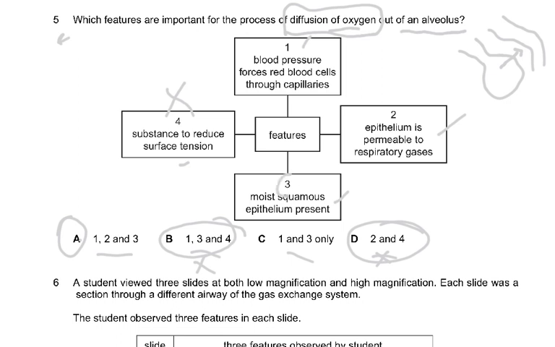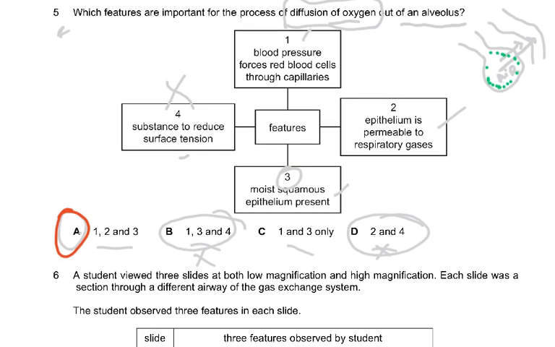Then why is 3, moist squamous epithelium, important? Because of what I told you when I gave you the lecture on it. I said oxygen dissolves in the film of moisture. Oxygen dissolves because in the alveoli you've got air. So oxygen dissolves in the film of moisture, which is in the alveoli. So this is the film of moisture. The oxygen dissolves in the film of moisture. So A is the answer.